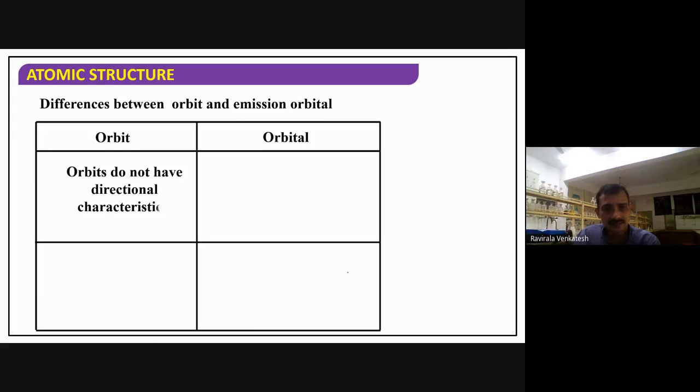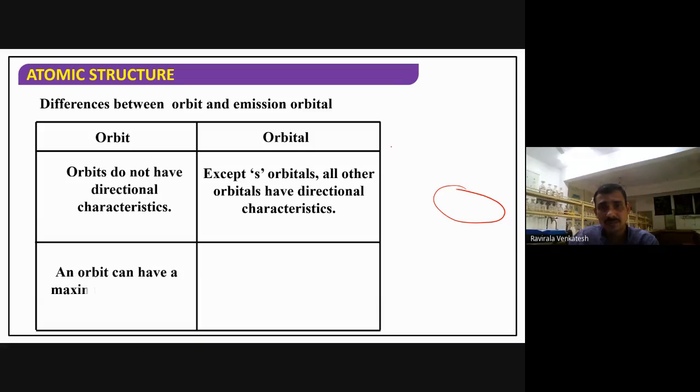Orbits do not have direction. No direction, because they are in elliptical space. There is no x, y, z axis here. Except the s orbital, which is non-directional, all the remaining ones are directional in nature. This is very, very important. They ask this question many times.